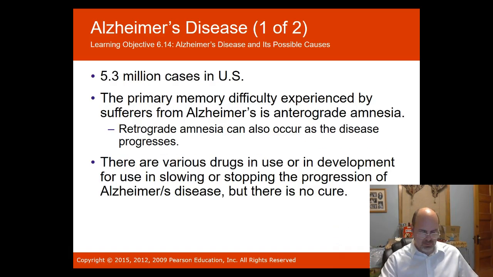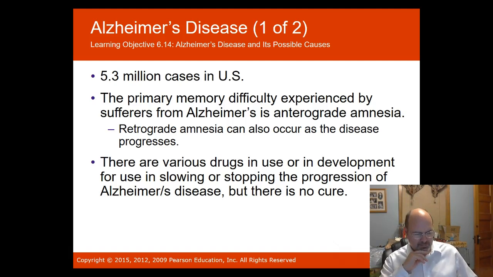Let's talk about Alzheimer's disease. It affects 5.3 million cases just in the United States. It's the third leading cause of death in late adulthood. I think now that people are living longer, this is becoming more and more of a common problem. And this is where you experience primary memory difficulty, experienced through anterograde amnesia. In other words, they're going to remember how to play instruments, and they remember their past at first. At first, what they do is they lose new information.